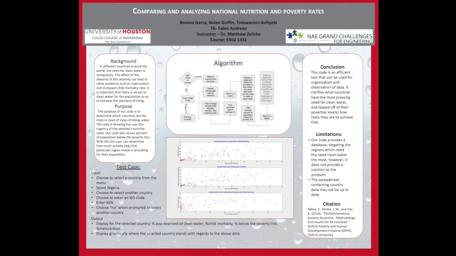So the order that everything is outputted, first you select a country and then it'll display certain percentage data. This allows you to see the importance of that country's need for clean water. Next, it'll display percentage of population below the poverty line, and this shows you how much of a challenge it would be to provide that country with clean water.